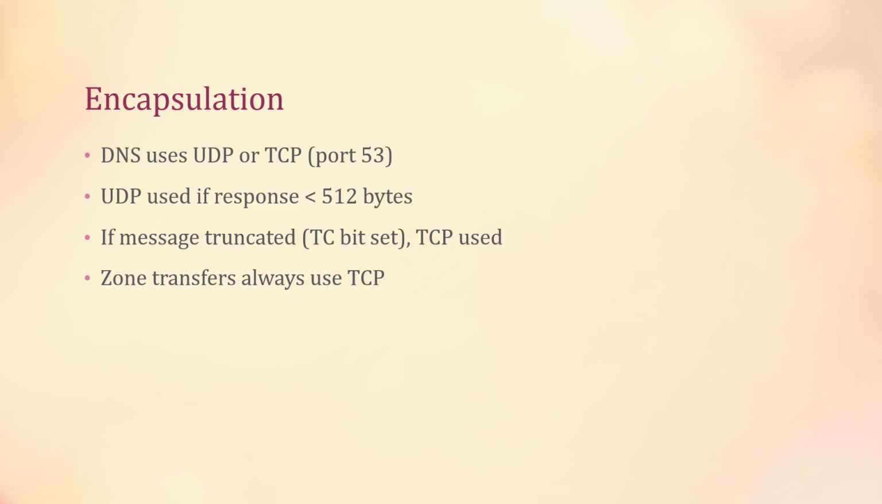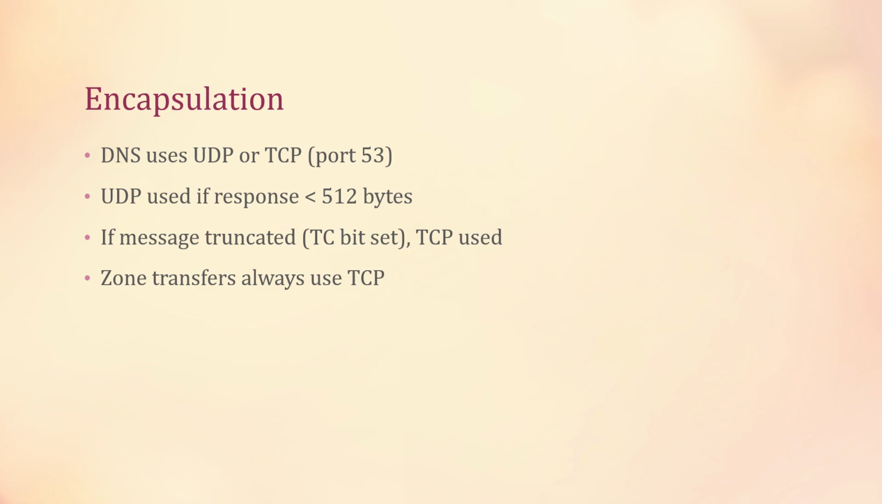And for example, if a secondary name server that acts as a client needs a zone transfer from a primary server, it uses the TCP connection because the size of the information being transferred usually exceeds 512 bytes.